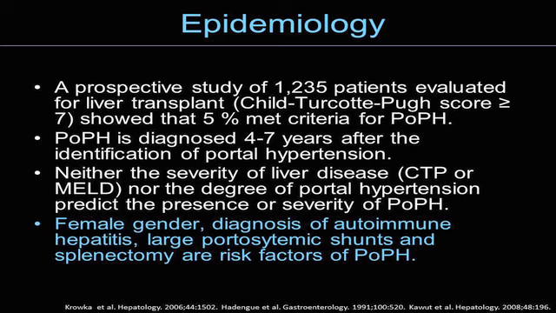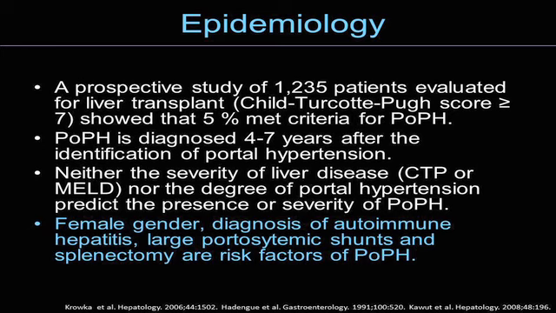The first thing that starts is the portal hypertension, and then several years later, as you see there, 4 to 7, is when you start noticing the pulmonary hypertension component. It's very interesting that the presence of porto-pulmonary hypertension does not relate to the severity of the liver disease, nor to the degree of portal hypertension.